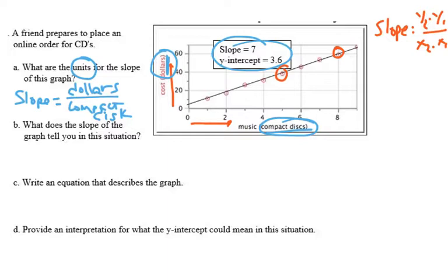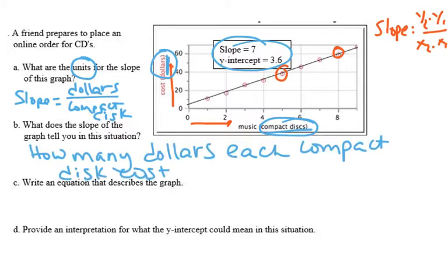What does the slope of the graph tell you in this situation? Well, I really just said it when I gave you the units. It tells you how many dollars each compact disc costs, okay? And I get that from my units. My units were dollars for each compact disc.